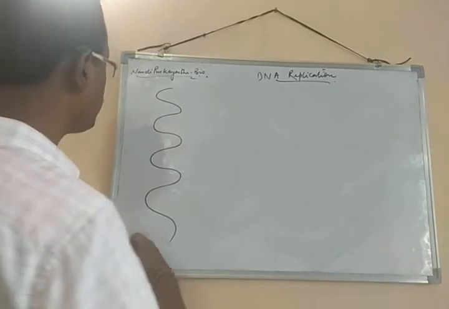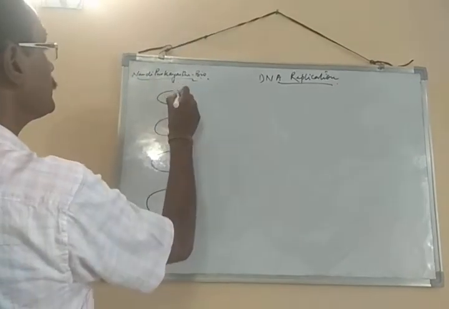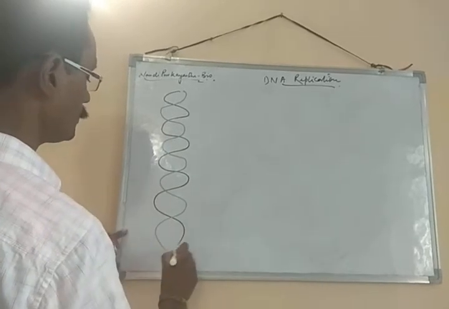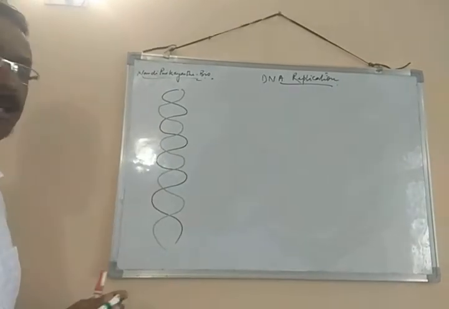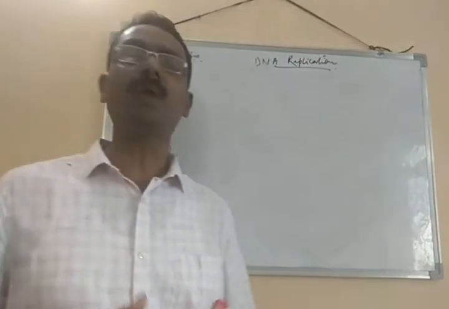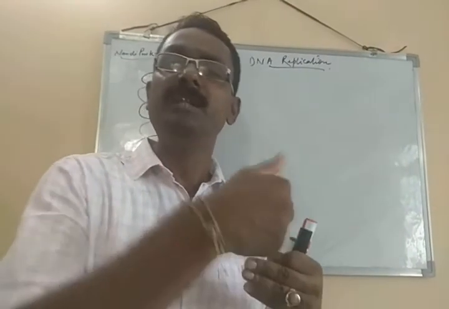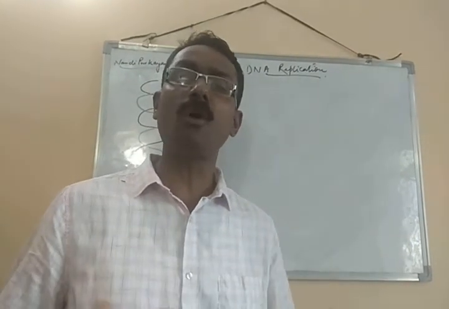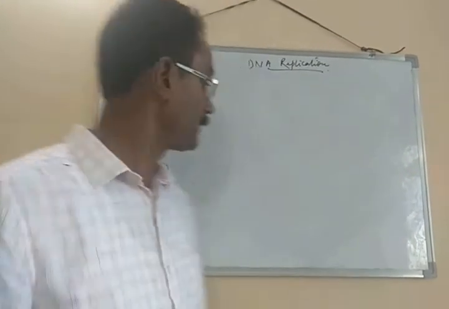So, this is one strand. This is another strand. So this is DNA having two polynucleotides. And what is the process of replication? How the DNA produces a copy of itself. That is the multiplication or reproduction of DNA.